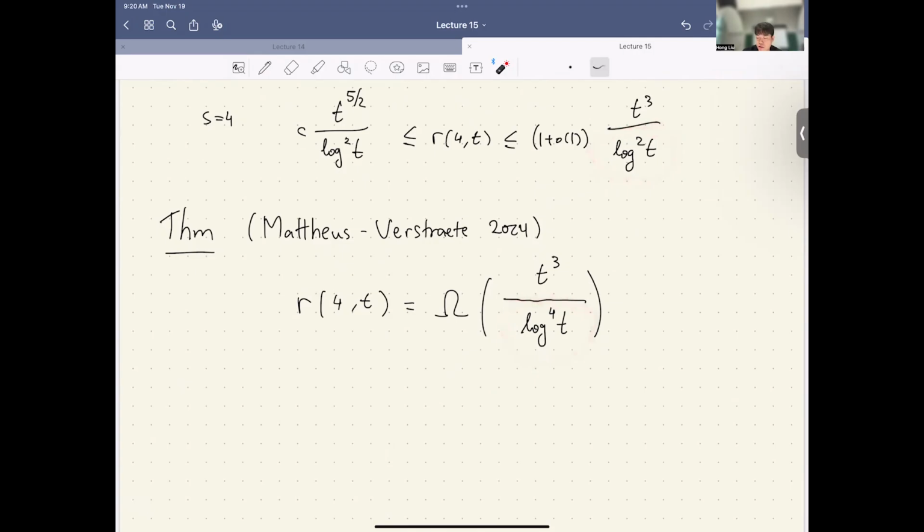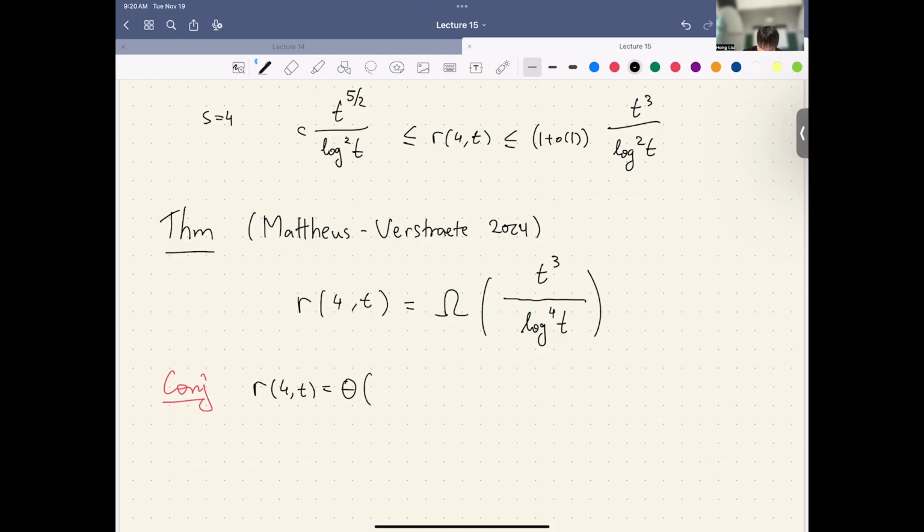So far it stands between 2 and 4. If you can get anything that's smaller than 4, it will be interesting. The conjecture is that for R(4,t), the upper bound is correct: t cubed over log t squared. Okay.